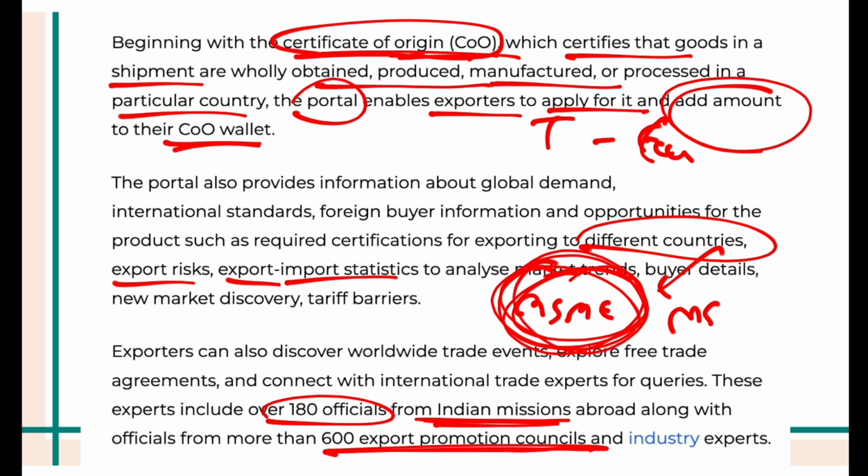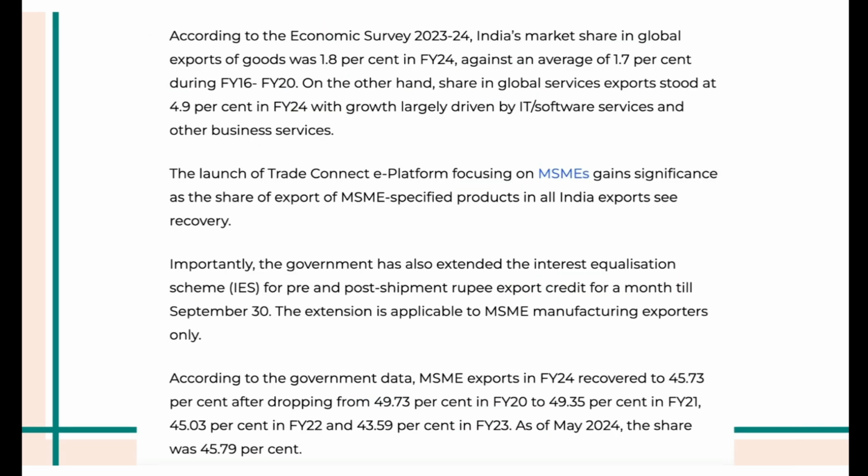If you are an MSME, it will tell you about the global demand of your product or service, which countries you should sell to, international standards of the goods and services, and the foreign buyers' information. So which are the foreign buyers who are more likely to buy your products? All these things will be on this platform. So it will increase the exports. And if you see some data, according to the economic survey this year, India's market share in the global exports of goods was just 1.8% in the financial year 24. Just 1.8%. This is our market share in the global exports. Obviously, we need to increase it.